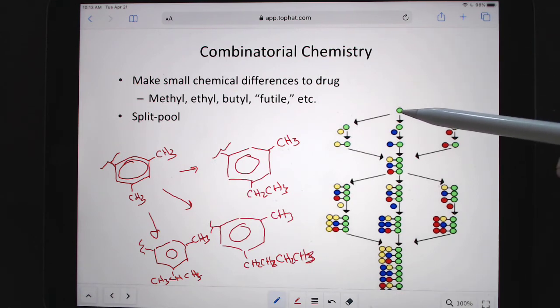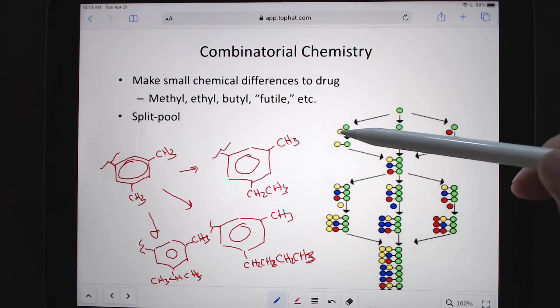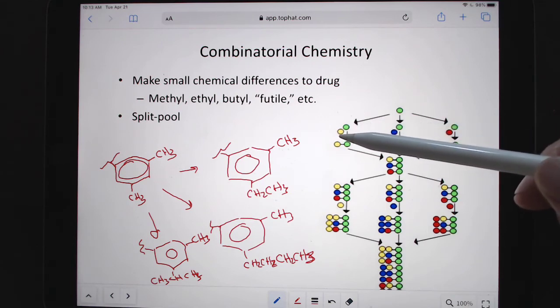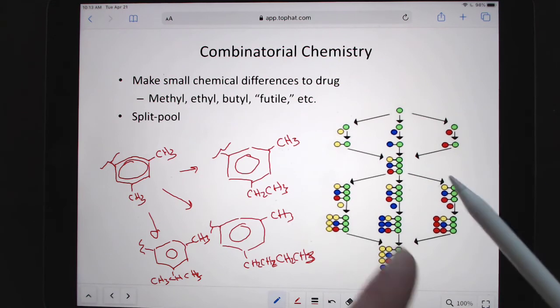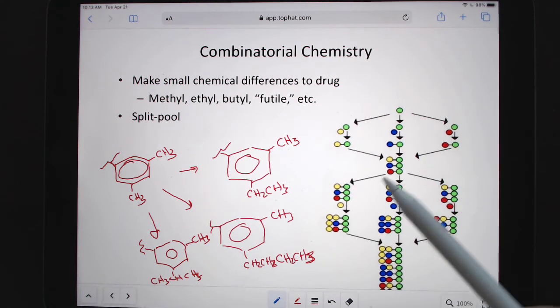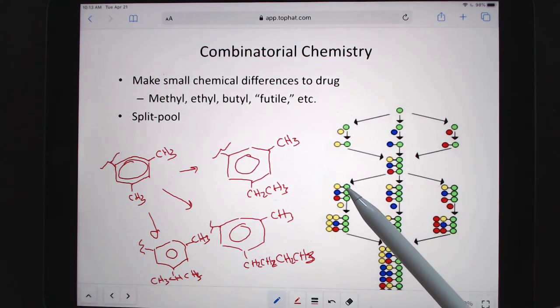And so you would take your original compound and then you split it into three different groups. One of those groups would get a yellow portion attached. Another would get a blue portion attached. Another pool would get the red attached. Then these things would get jumbled back up. So now in this pool, we've got representatives from each one.